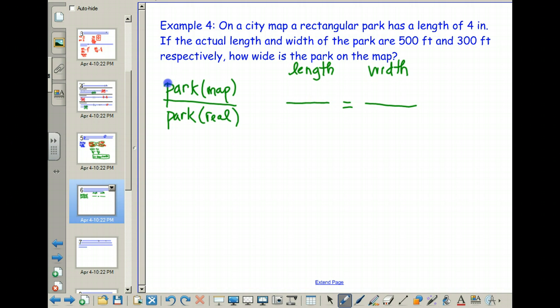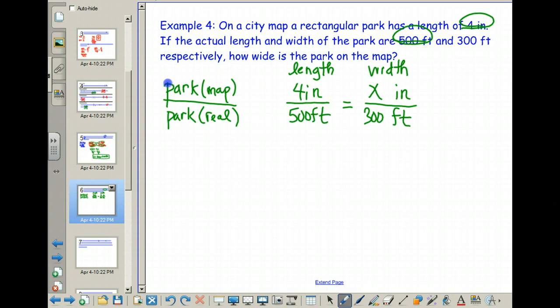Okay, so how long is the park on the map? 4 inches, right here. How long is the park in real life? 500 feet. How wide is the park on the map? That's what we don't know. So we'll call that X. It's X inches, whatever it is. And then how wide is the park in real life? That's 300 feet.